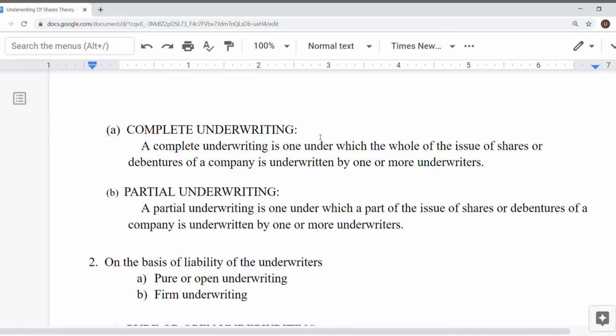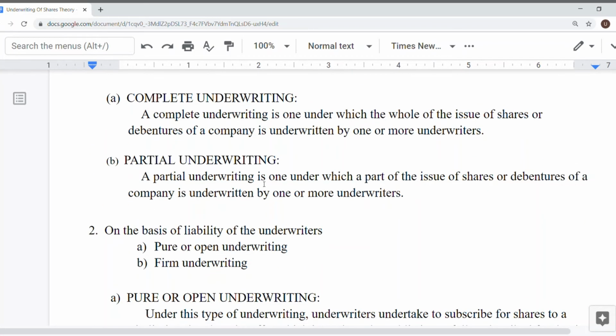So what is complete underwriting? A complete underwriting is one under which the whole of the issue of shares or debentures of a company is underwritten by one or more underwriters. So you can understand the meaning in this sentence itself, but I'll give you an example. Just imagine that a company is issuing 50,000 shares, and if the underwriters are subscribing the whole 50,000 shares, it is complete underwriting. They are subscribing the whole share. Okay, whole issue of shares.